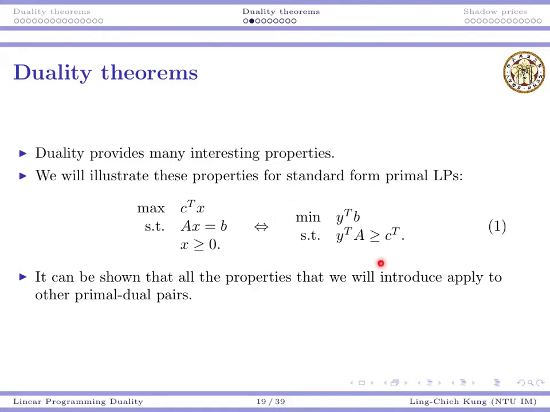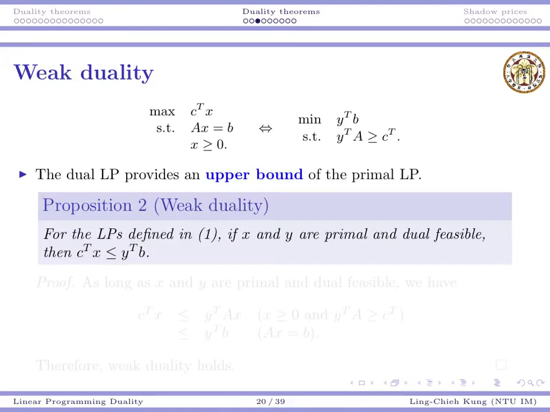Even though the proofs that we will give you will be according to this pair, it can be shown that all the properties will apply to other primal dual pairs. It's just that we need to modify those proofs accordingly. That's something that we will not do, and we will only focus on this particular pair and the conclusions of our duality theorems. The first one is called weak duality.